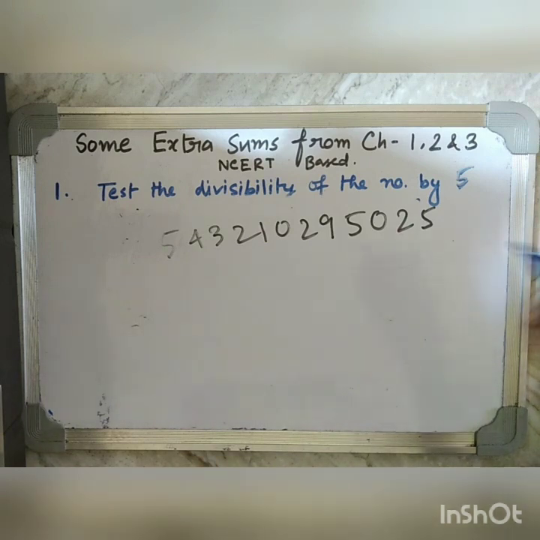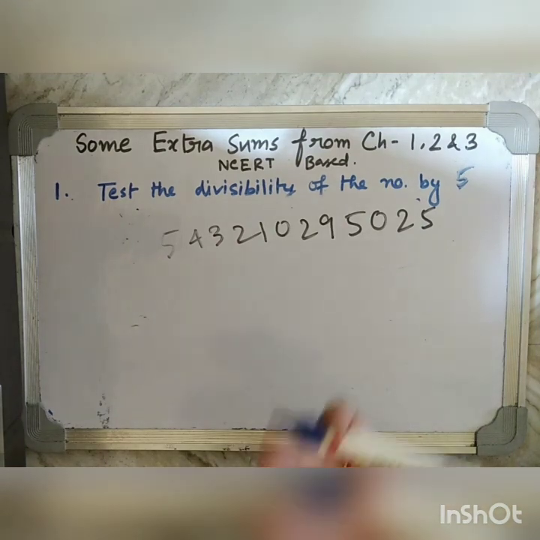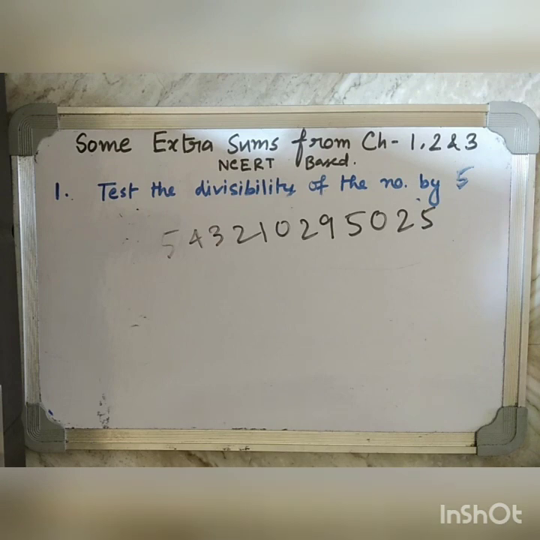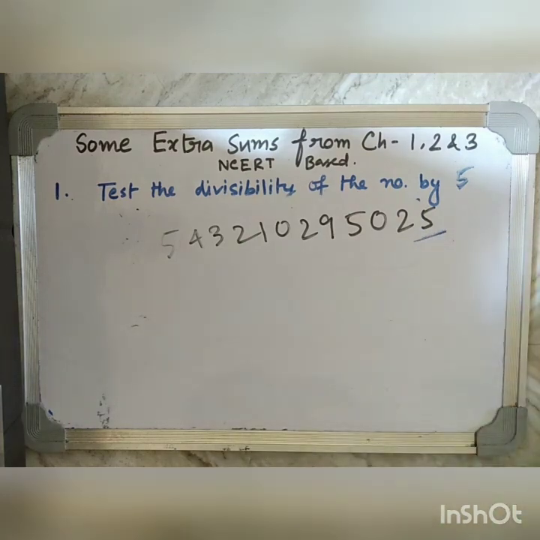Okay. Now this is also a very big number, isn't it? If we start again dividing it by 5, it will take a long time. So what do we have to do? We have to use the divisibility rule. And what is the divisibility rule by 5? We have to check the unit place digit again.